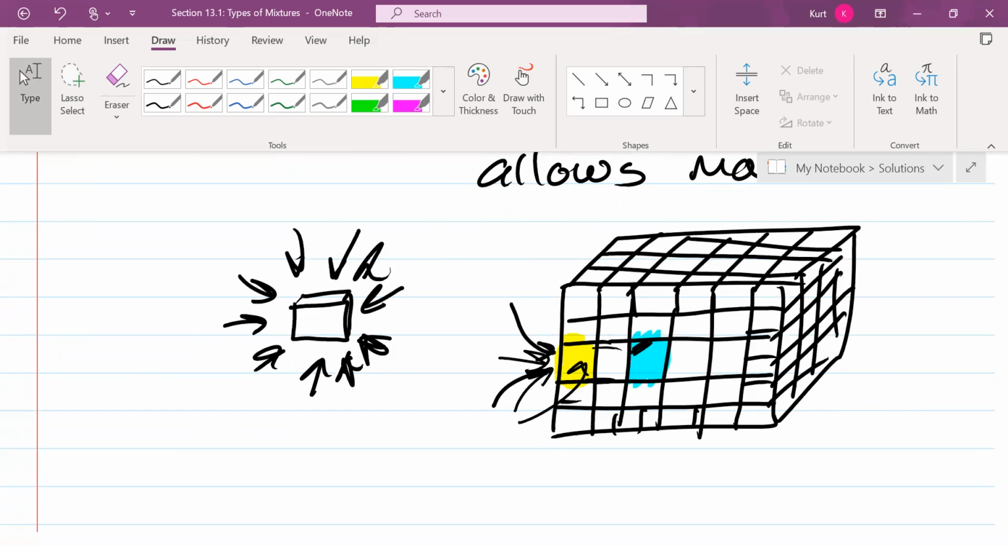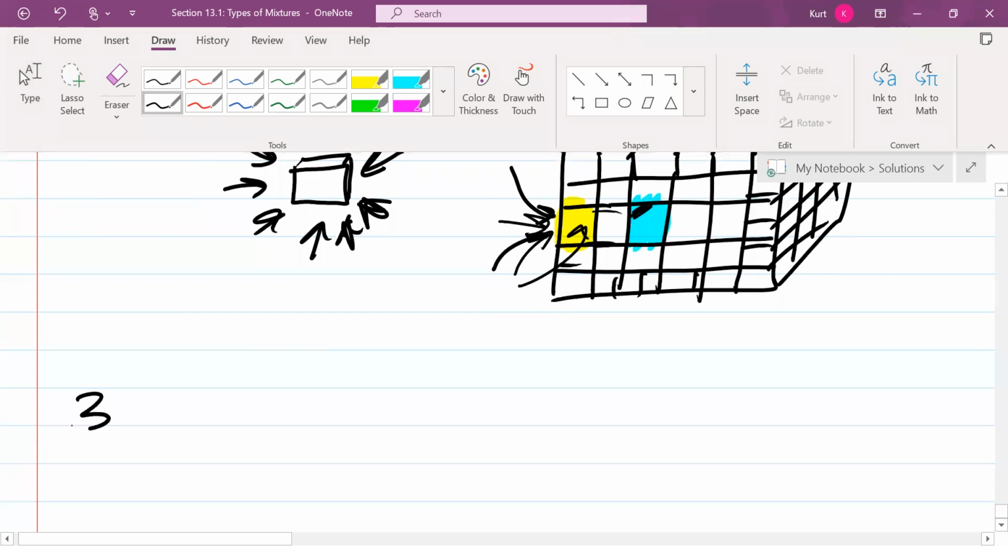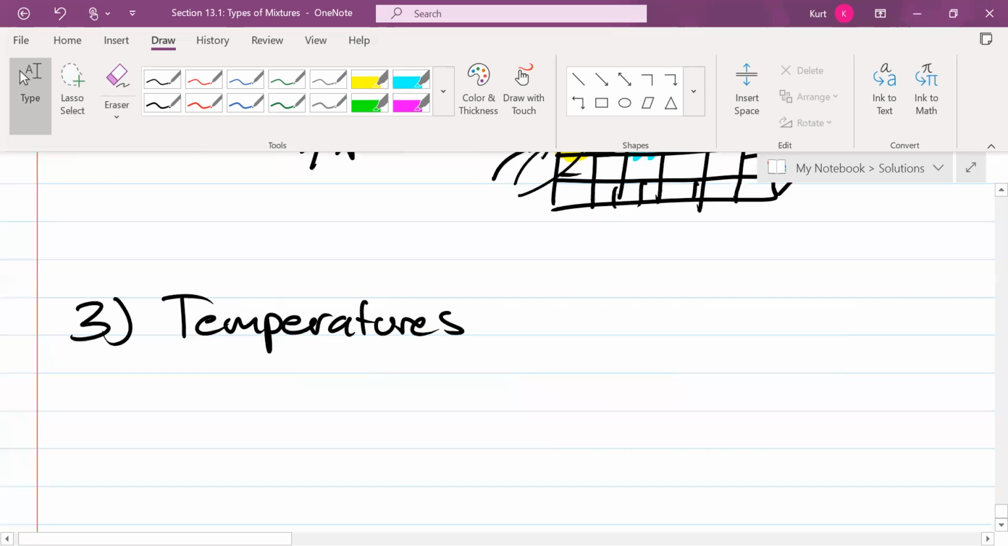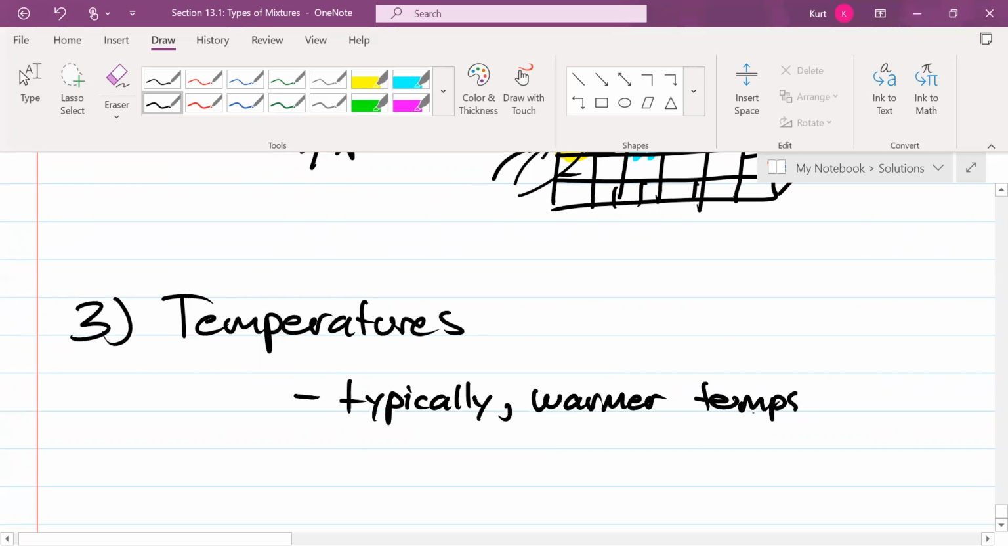Okay, and the last one I'm going to get to before you guys are dismissed, this will be a good way to end class today, is temperature. I think this one's pretty easy. Do solutes tend to dissolve faster when temperatures are hot or cold? Yes, but with a but. Typically, warmer temps dissolve solids faster.